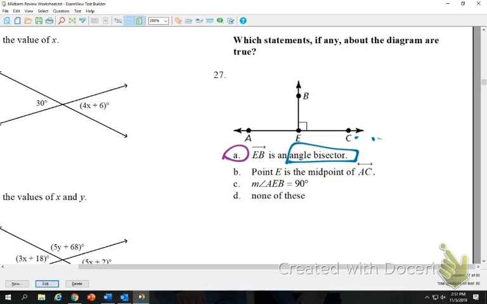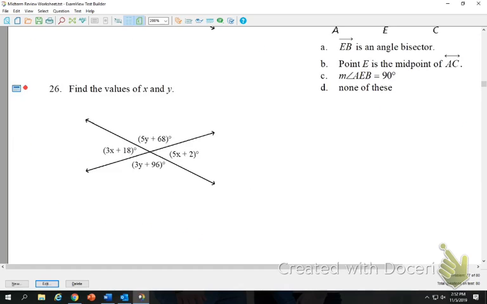It then says E is the midpoint of AC. There is no proof. It would have a tick mark, and it doesn't, so that one is not true. Next one says angle AEB is 90. This is a true statement because 90 plus 90 makes a 180 degree angle. So A and C should be there. It's minus 1 if they got it wrong, and then minus 12 if they skipped it. Move on to the next page.